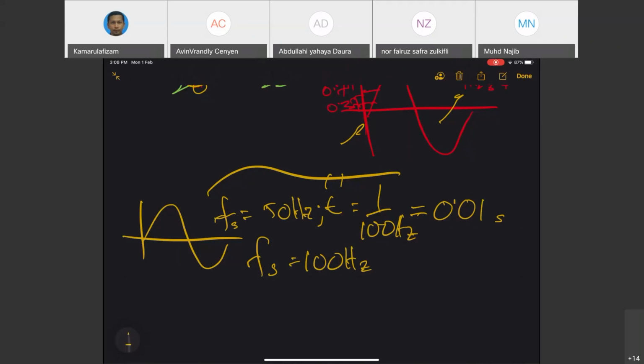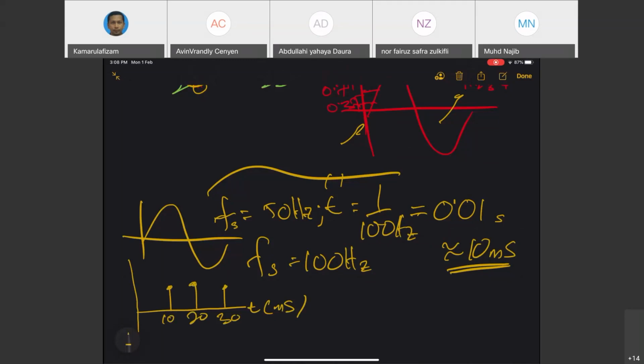This is 10 millisecond. So every 10 millisecond, this is your sample. This is the next sample. This is the next sample. I'll put it on the discrete pulse train. This is T, this is 10 millisecond. This is 20. This is 30. This one should be representing the waveform at the top.